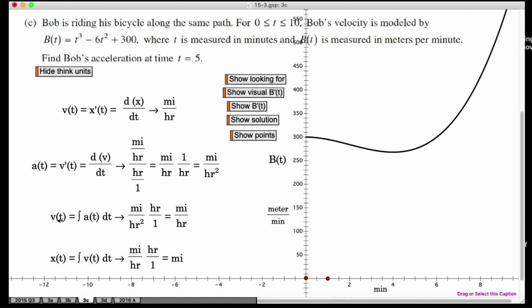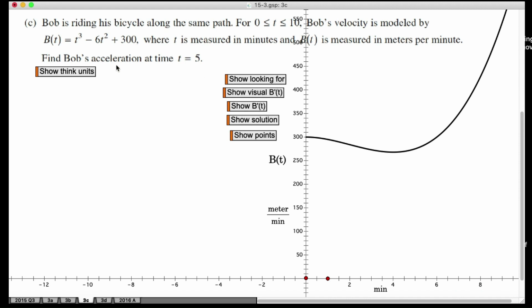If I go the other way, velocity is the integral of acceleration with respect to time. Acceleration is miles per hour squared, and time is hours, which I wrote as hours over 1. If I multiply these, one of the hours cancels, and I get miles per hour, which is a velocity. And position is the integral of velocity with respect to time. Velocity is miles per hour, dt is in hours, the hours cancel and I get miles. So if I get a little confused, looking at units can get me on the right track.